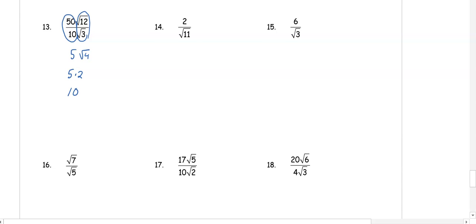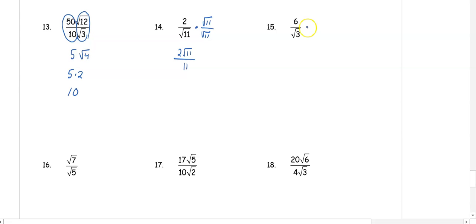In number 14, we have 2 over root 11. Now, this does not completely simplify. We can't reduce anything. So we're going to multiply by the radical on the top and bottom. So we're going to multiply by root 11. So on the top, that's going to become 2 root 11. On the bottom, root 11 times root 11, the roots are going to cancel out, which leaves us with just the number 11, and nothing else reduces.